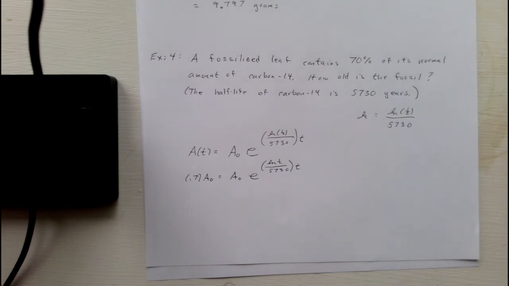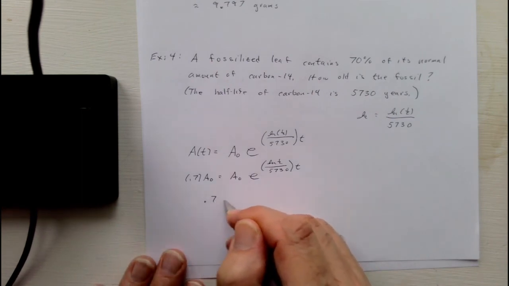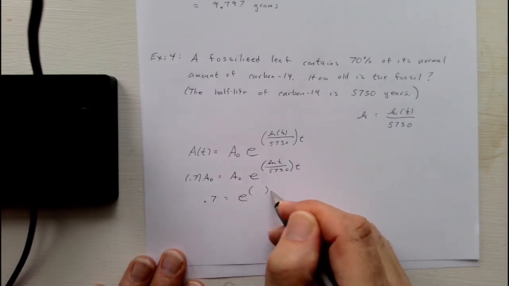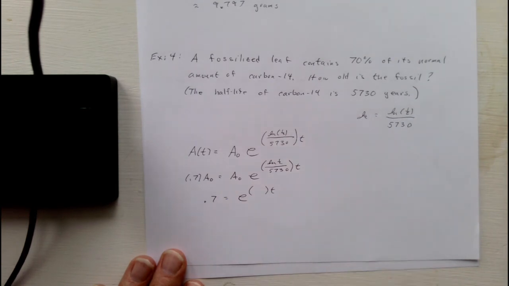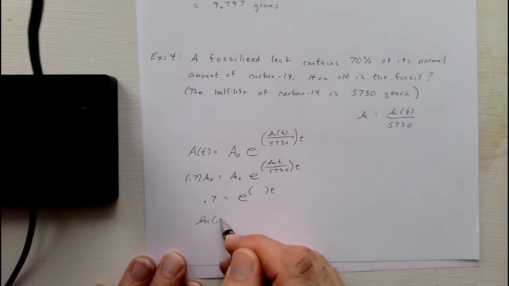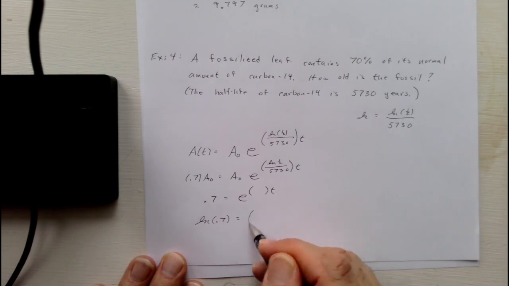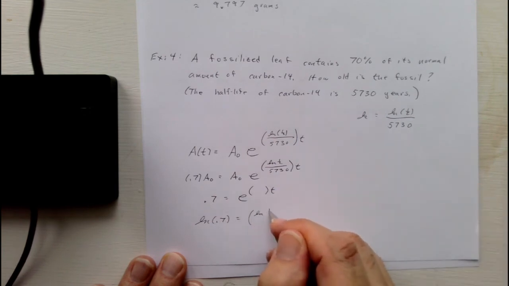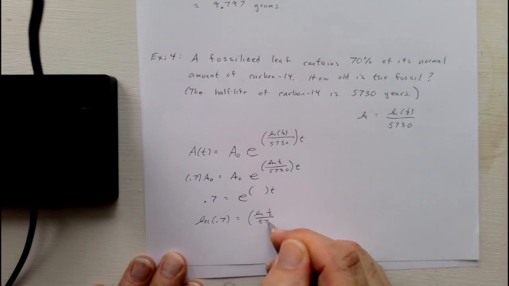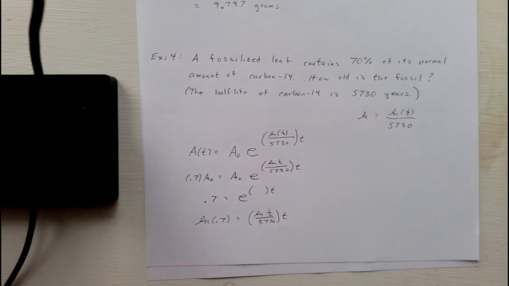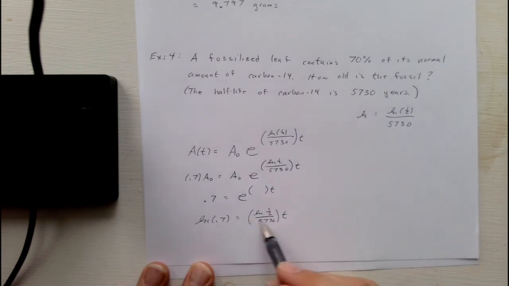Okay. And you can see we don't really care what A0 is, because we can divide both sides by A0. And we get 0.7 equals e raised to this number times T. So the log of 0.7 is equal to this number, which is still log of 1/2 over 5730, times T. So T will be log of 0.7 divided by this number.